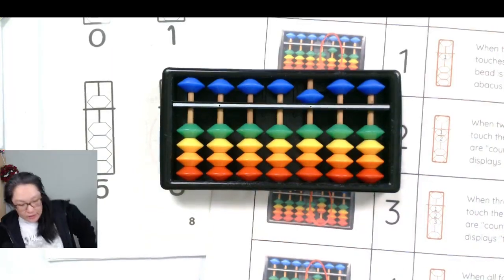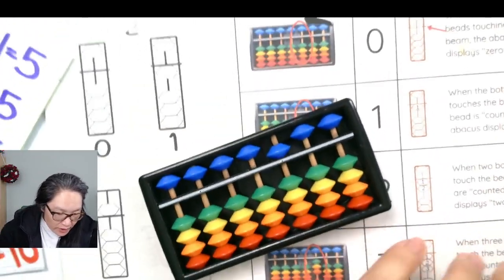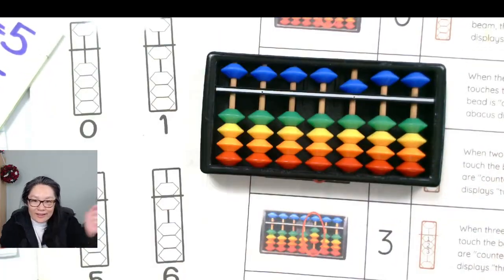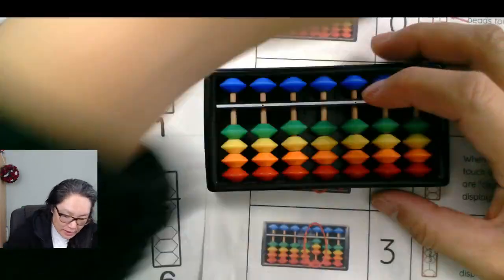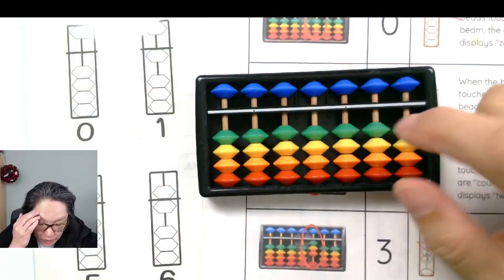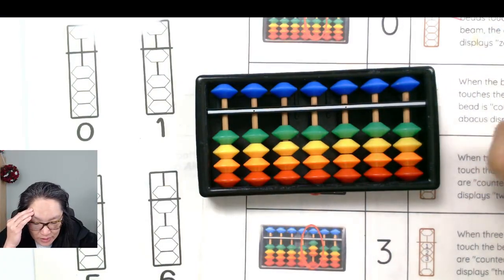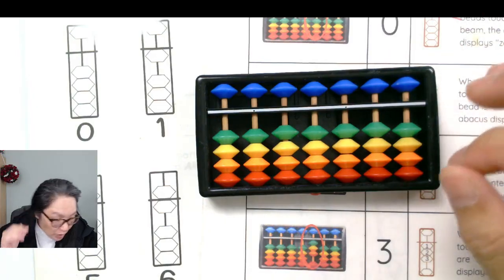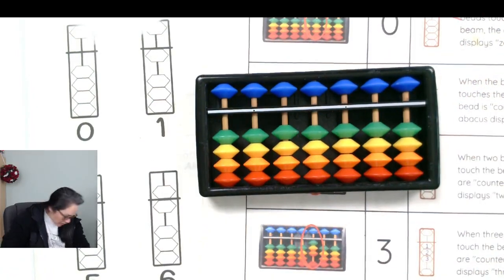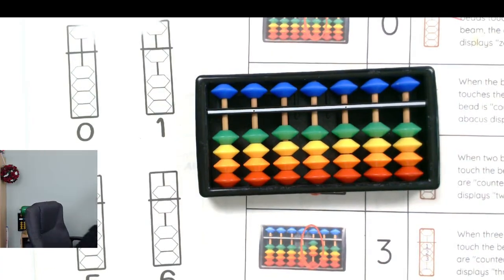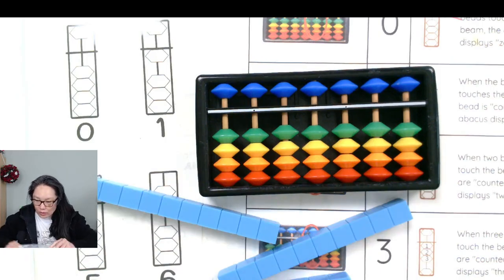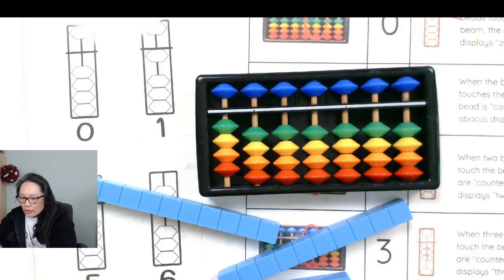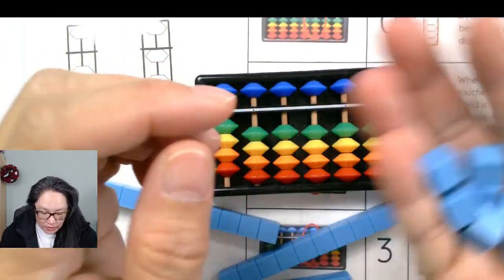Now, when we look, why are we doing this? We're doing this because it's fun. We're counting on the abacus. The abacus is a math counting tool, just like the dot things, or the math blocks that we use. I think the math blocks are a little bit more unruly, because it takes a while to manage.